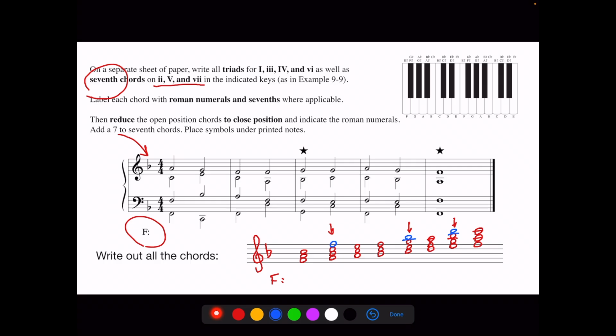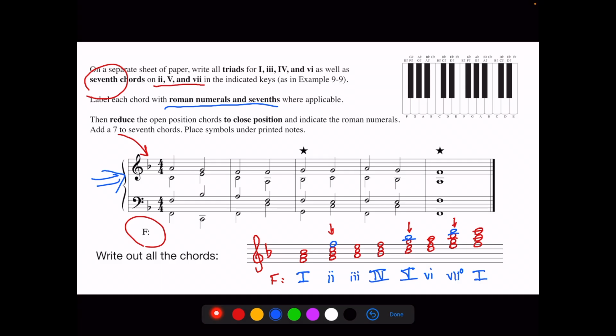And the next one is to label each chord with Roman numerals and 7th. Well, that's actually for the actual assignment here, but regardless, we have to do the same for writing out all of the chords. So this, remember, in a major key, 1, 4, and 5 are always going to be major. And then 2, 3, and 6 are going to be minor. 7 is going to be diminished. And then the last one is, of course, a major 1.